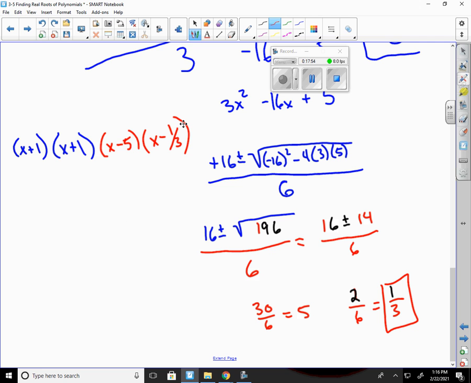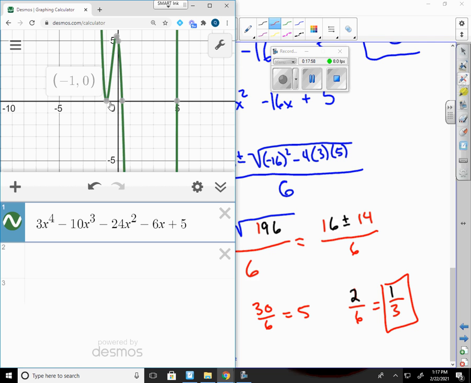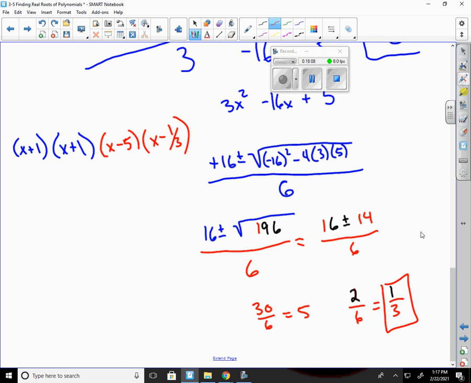If I go back to my Desmos and I click my roots, I have negative 1 twice. I have 0.333, which is 1/3, and then I have 5 is my other root.